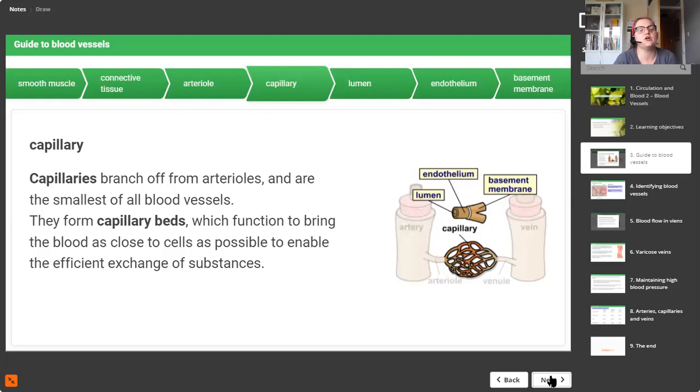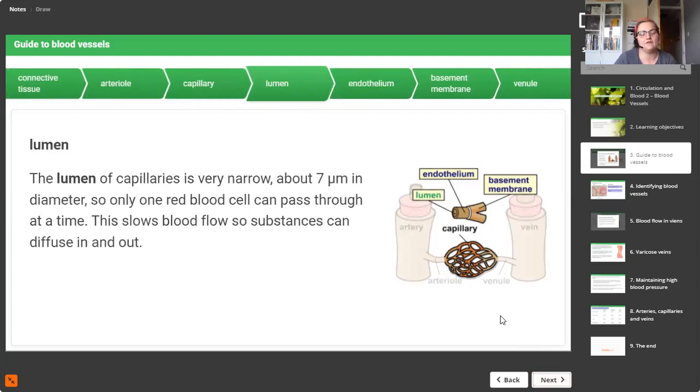So capillaries branch off from our arterioles, and they are the smallest of all blood vessels, and they form our capillary beds, and they function to bring the blood as close to cells as possible to enable that efficient exchange of substances. So the lumen of capillaries is super, super narrow. It's about 7 micrometers in diameter.